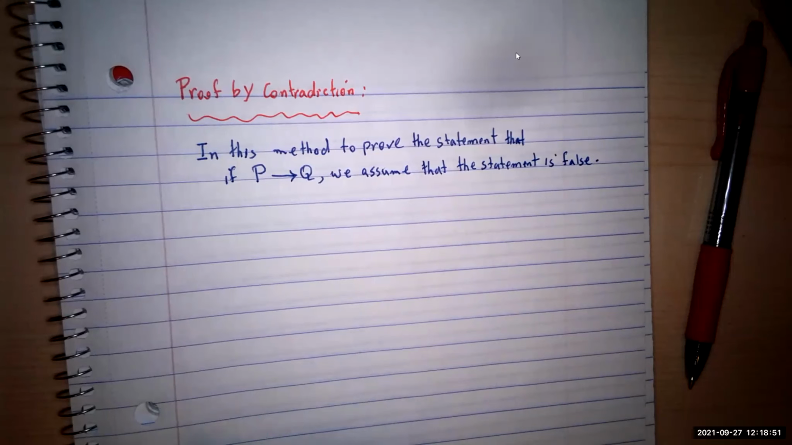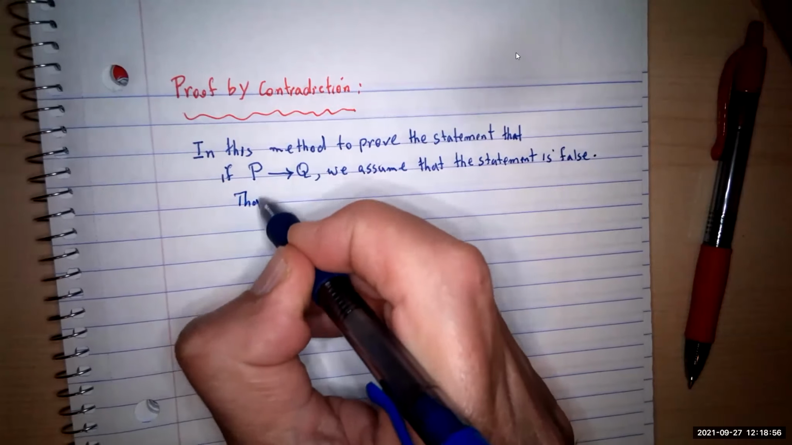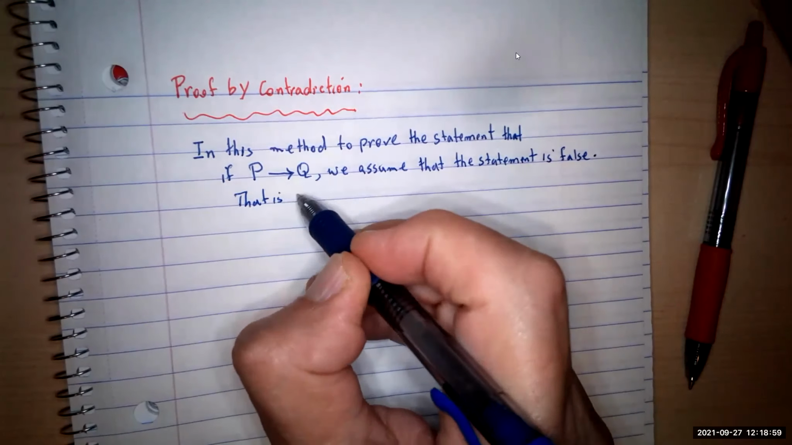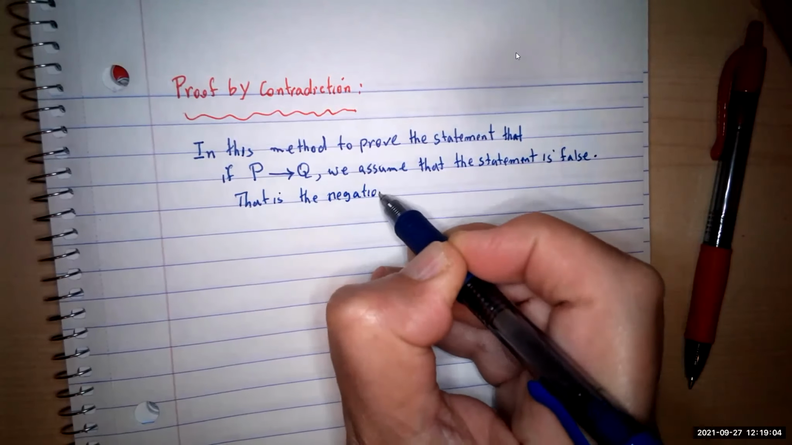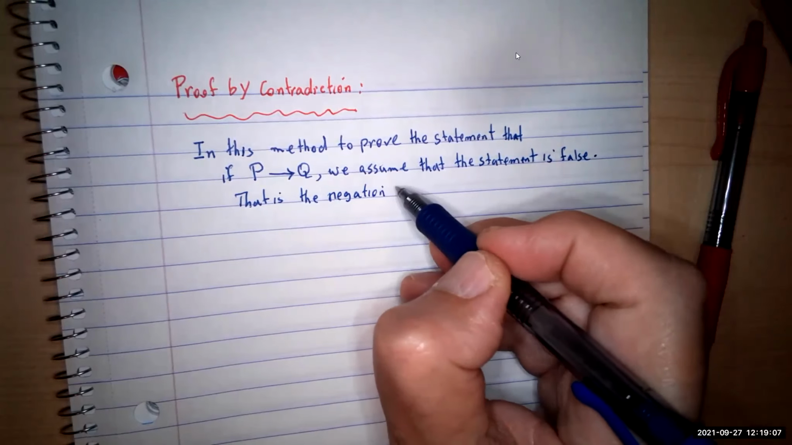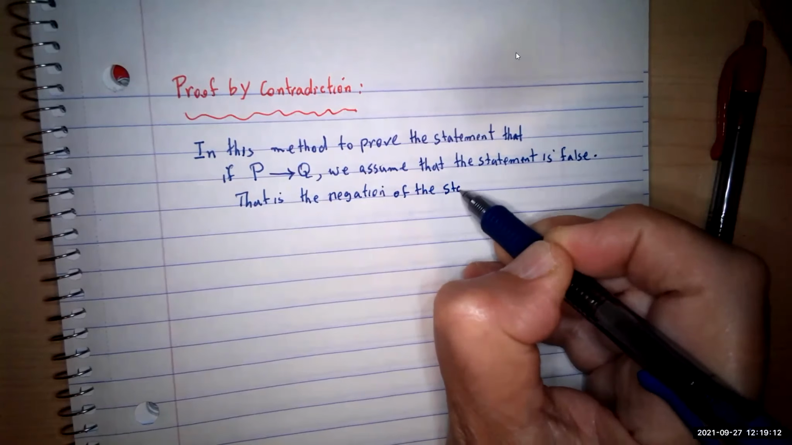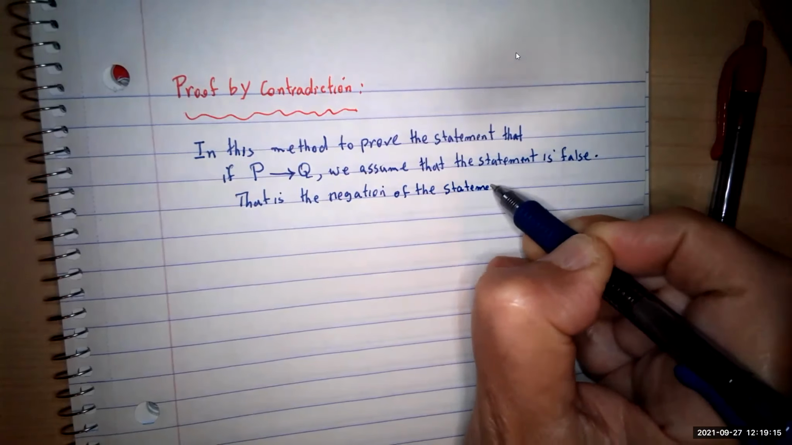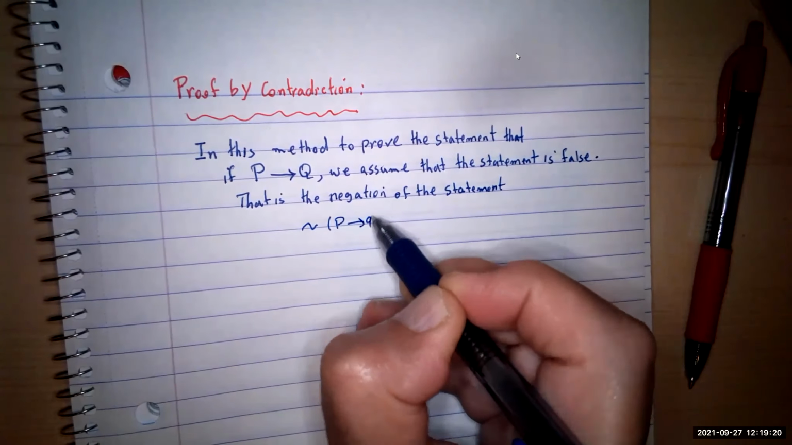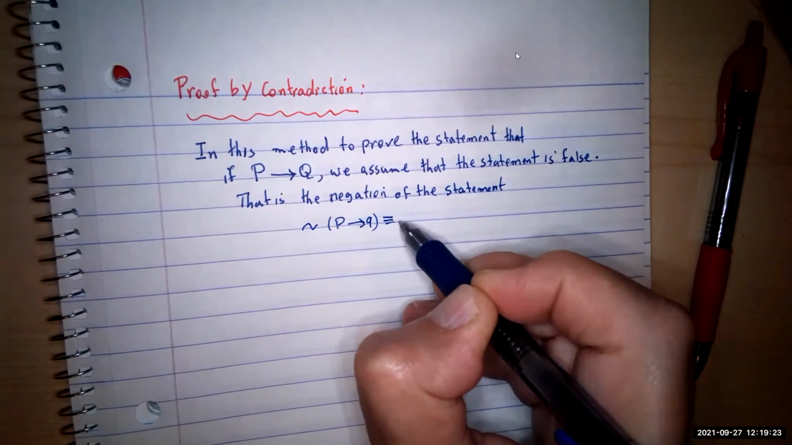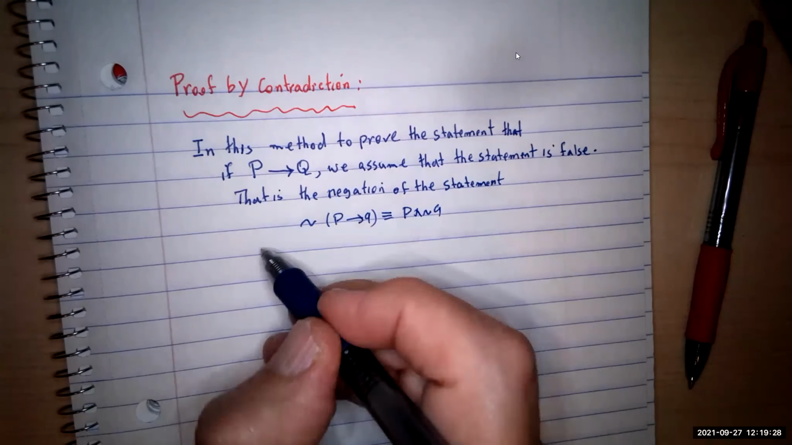Okay, what does it mean? A statement is false means the negation is going to be true. That is the negation of the statement. You know that the negation of the statement if P then Q is what? As we did before, it's going to be P and not Q. We assume this is true.